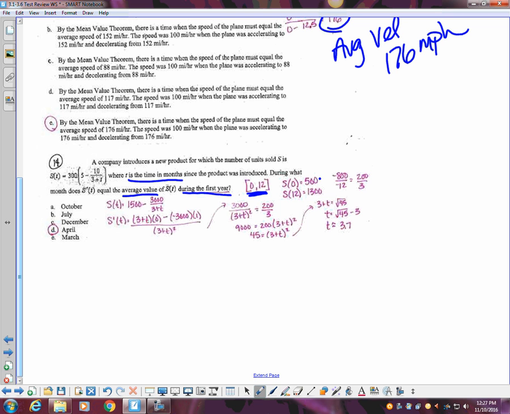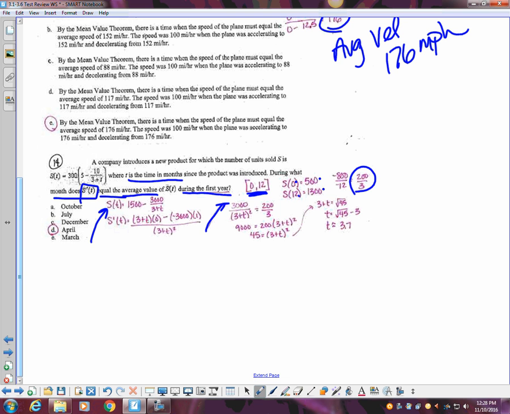So I do y minus y over x minus x, and I get 200 over 3. So that's my slope. It says, during what month does the derivative equal my 200 over 3? So I have to find the derivative of S of t. Well, the 1,500 goes away, and then I use low d high minus high d low. And I get this. I set it equal to 200 over 3, and then I cross multiplied. Then I divided by 200.